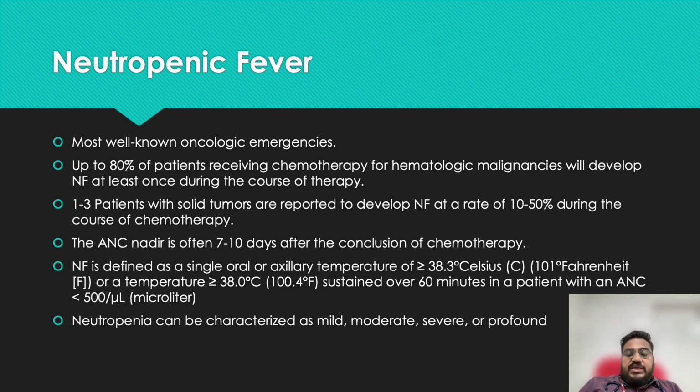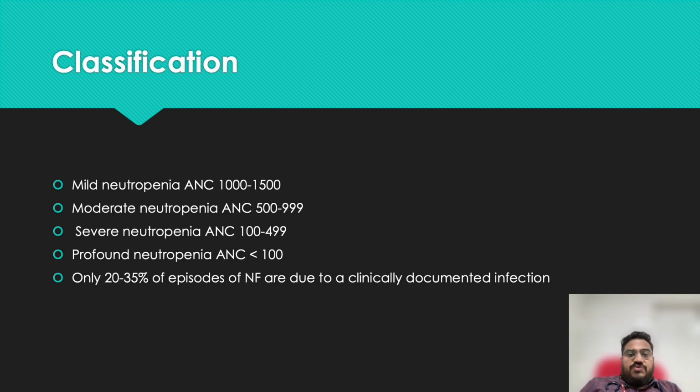Neutropenia can be characterized as mild, moderate, severe or profound. So this is the classification. Absolute neutrophil count 1000 to 1500 we can call mild neutropenia. Moderate neutropenia ranges from 500 to 999, that is below 1000, then 100 to 499 is severe, then profound neutropenia is less than 100. That is the classification. So as the neutrophil count decreases, the severity also increases.